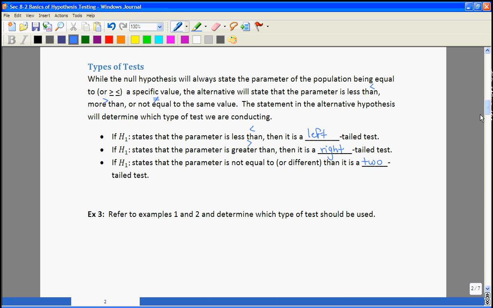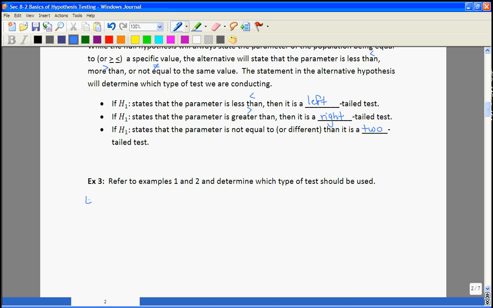Okay, so in reference to that, let's take a look at example 3, which is asking us to look back at examples 1 and 2 to determine which type of test should be used. Now, example 1 was about our commercials, and the alternative hypothesis said that mu is greater than 14. So what type of test is that going to be? Well, since we're thinking that commercials are longer than 14, maybe they're 15 minutes or 15 minutes 30 seconds, that is going to be a right-tailed test.